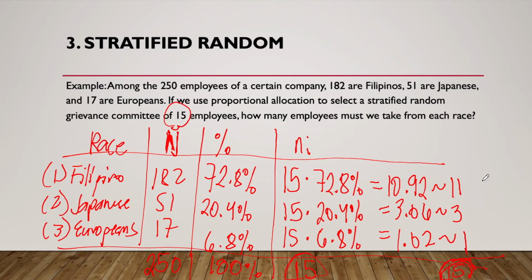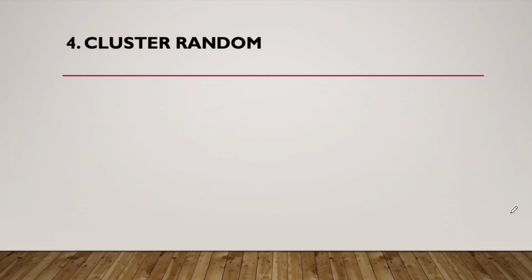Meaning in this allocation of races, 11 people must be Filipinos in this grievance committee, 3 must be Japanese, and 1 must be European. Again, we do this so that there is a representative per stratum. Hopefully you got how to do the stratified random sampling. For cluster random sampling, cluster sampling is selecting clusters of elements rather than individual elements.